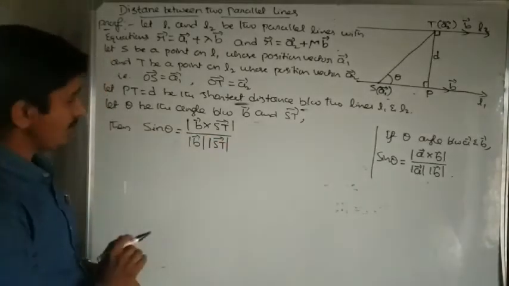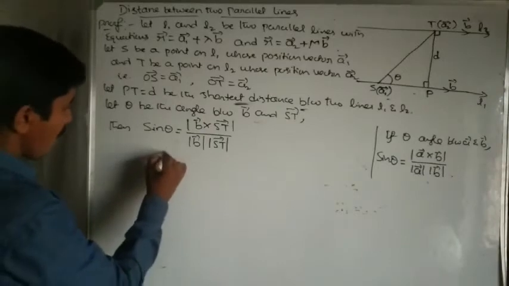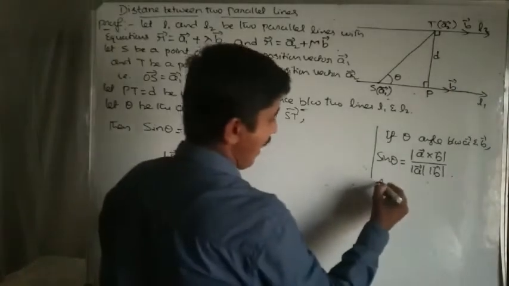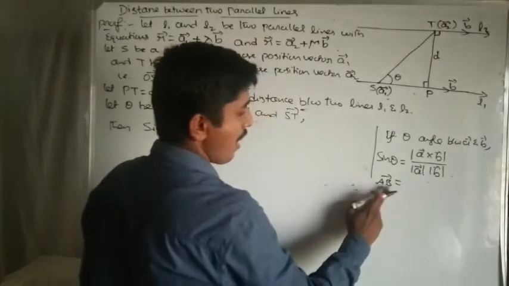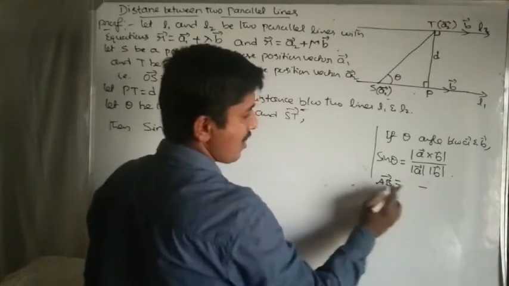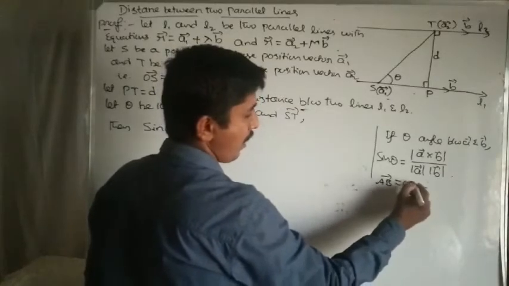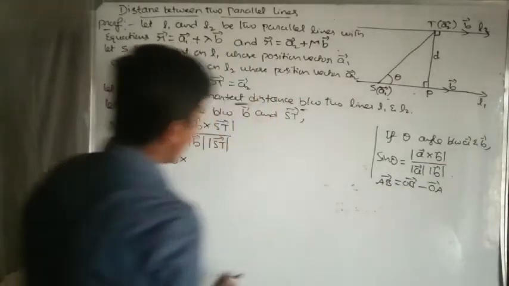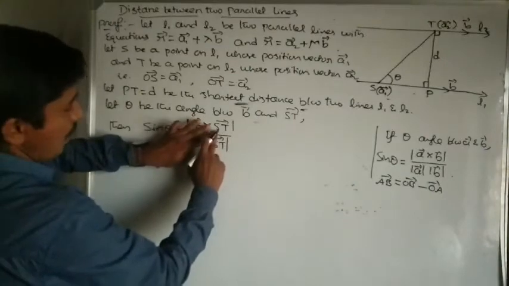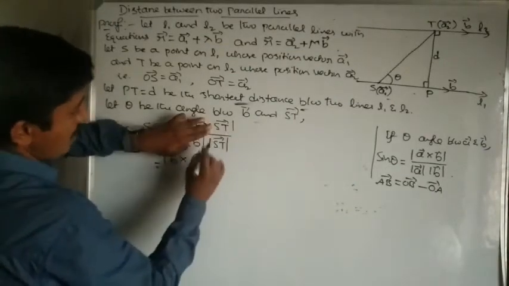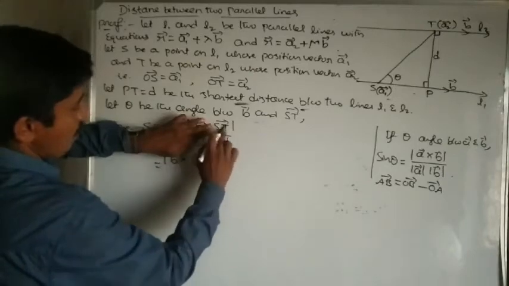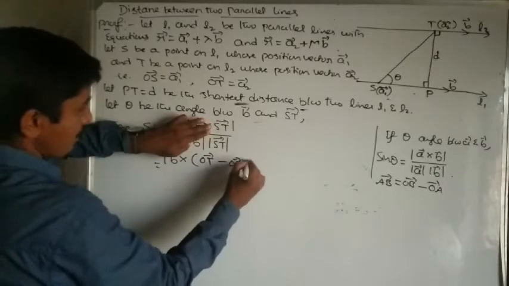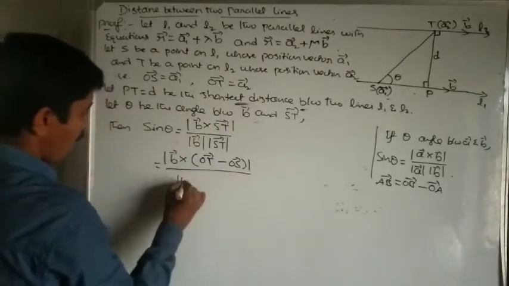Magnitude of vector B cross vector ST, here in terms of position vectors. Vector AB can be written as, for this vector, initial point A and terminal point B, the difference of the position vector of terminal point B, that is vector OB, and the position vector of initial point A, vector OA. So here vector ST I am writing directly: in terms of position vectors, within bracket, vector OT, position vector of terminal point T, minus position vector of initial point S, vector OS, divided by magnitude of vector B.